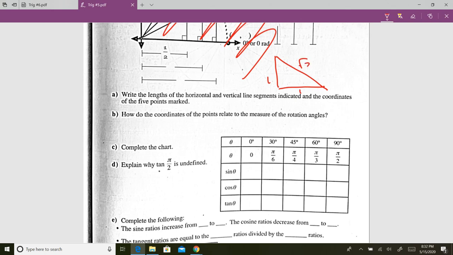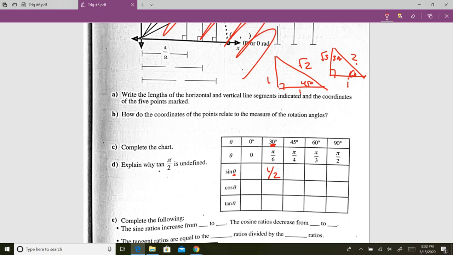1, 1, root 2, and that's for 45 degrees. And 2, 1, root 3, that's 30, that's 60. There you go. So we can complete this chart. So don't worry about zeros, we're going to do that in a bit. Sine theta of 30 degrees, or pi over 6. So what you do is you go to your special triangle. Sine of 30 is, sine is opposite over hypotenuse. So it's 1/2.